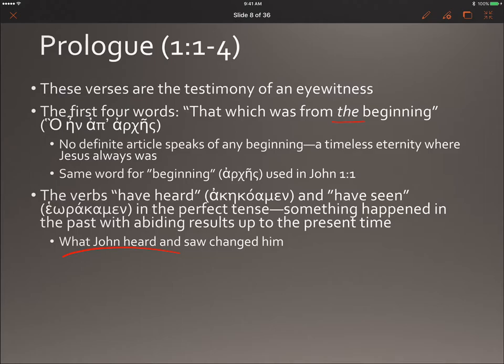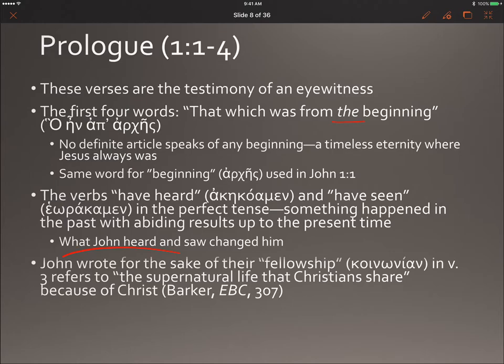So these verbs here, have seen and have heard, mean that John saw and heard Jesus Christ. He witnessed him with his physical senses, like the eyes, the vision, the sight, with the ears, the acoustic part of his physical makeup, but that changed him. What John heard and saw had an effect on his life.